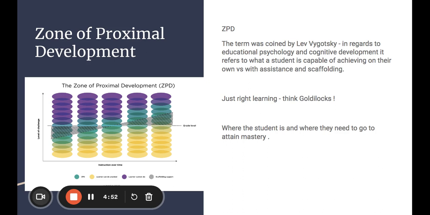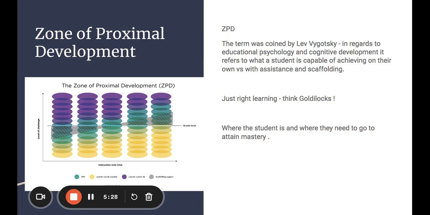So if we're thinking about Goldilocks, this is the quote unquote just right learning for the student. Once again, referencing the visual on the left, as you can see, the turquoise circles are the zone of proximal development. That's that sweet spot, the just right learning. That's what we're aiming for. In contrast to that, below is the yellow. That's what the learner is able to do without assistance. And then opposite of that is the purple, and that's what the learner cannot do even with assistance. That's too far out of their reach.